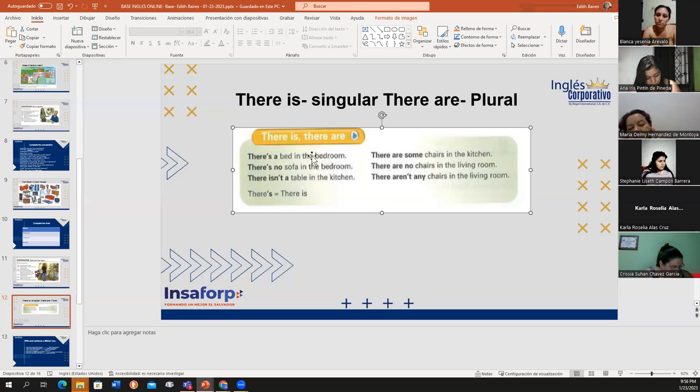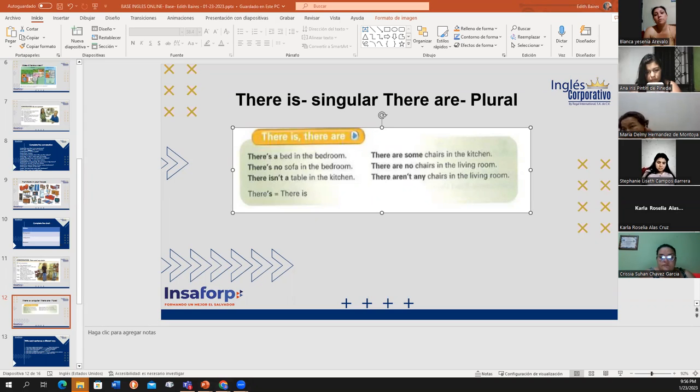Okay. Do you have questions about this grammar point? ¿Tienen preguntas acerca de este punto de gramática? No? No. So tomorrow we are going to continue reviewing that. Okay.